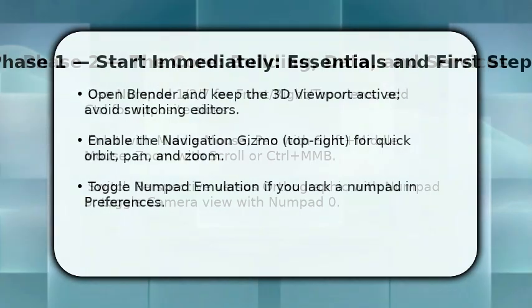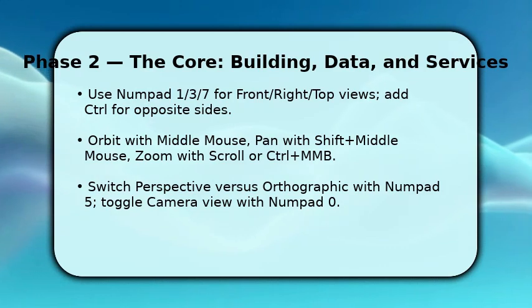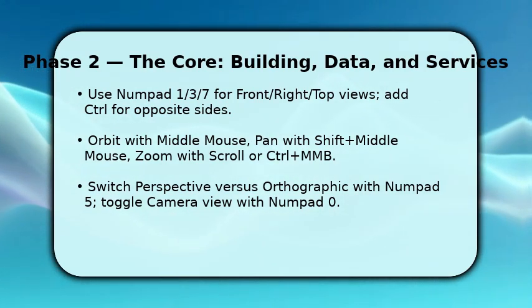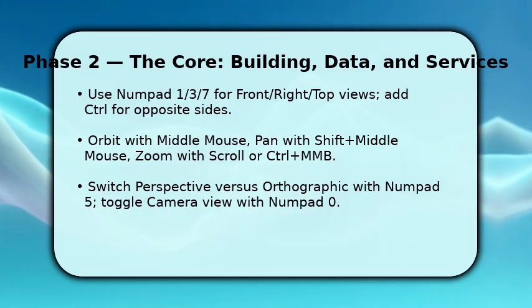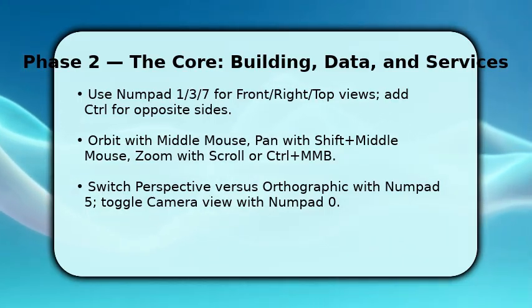Orbit the view with the middle mouse button to inspect models. Hold Shift plus middle mouse to pan the view sideways or up and down. Zoom smoothly with the mouse wheel or hold Control and drag with middle mouse.